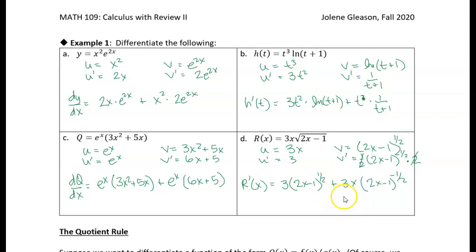You just have to practice. You just have to practice and you'll get it. So next thing we're going to talk about is the quotient rule, and I'll meet you in the next video.